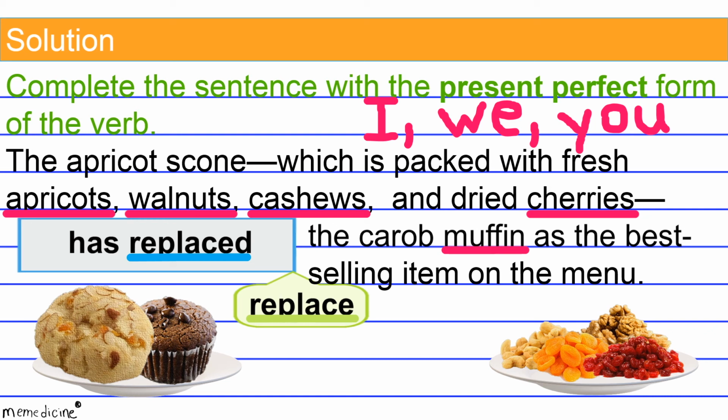I'm always going to tie everything together so you can have as much clarity around the topic of verb tense as possible. Once again, we have preceded replaced with the present tense form of the helping verb to have that agrees in number with its singular third person subject of the verb, the apricot scone. So has, of course, corresponds to a singular third person subject. In all, has replaced is the correct present perfect verb form.